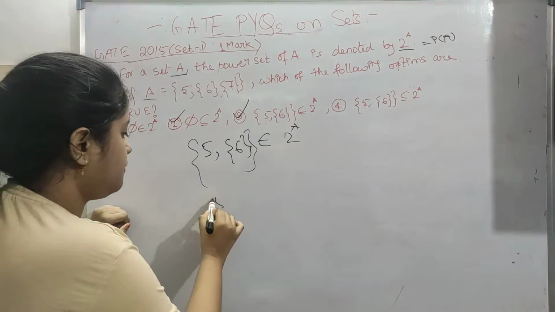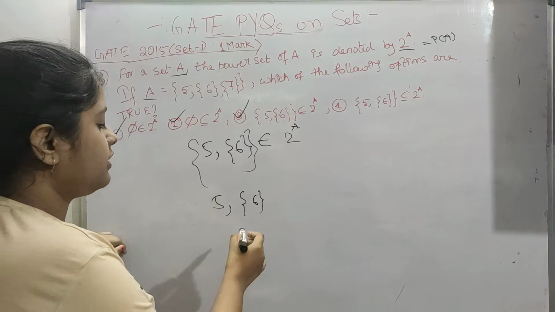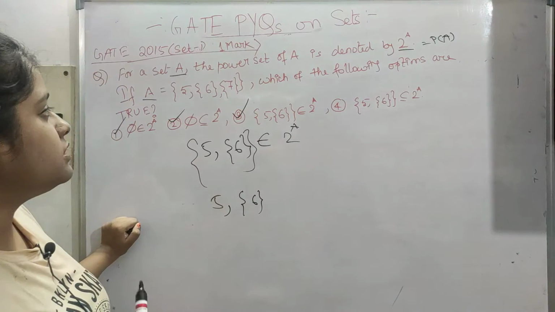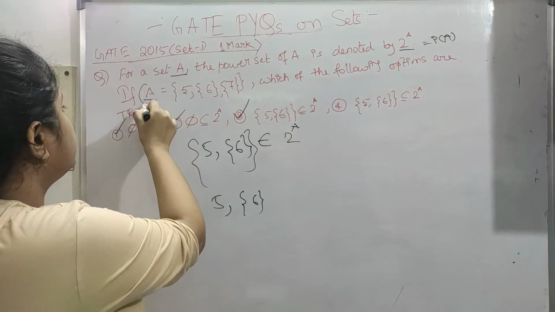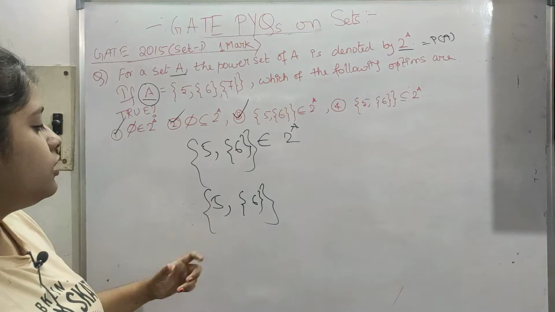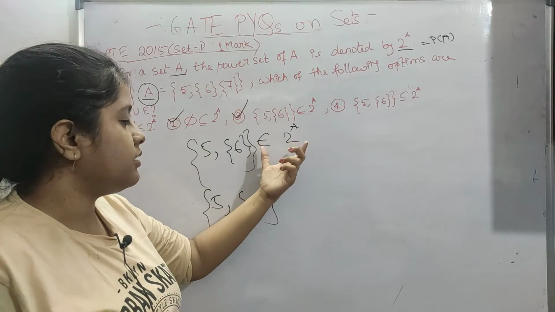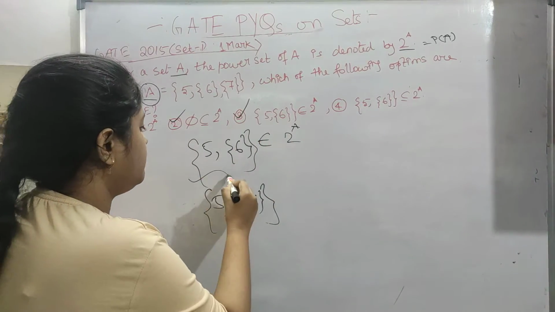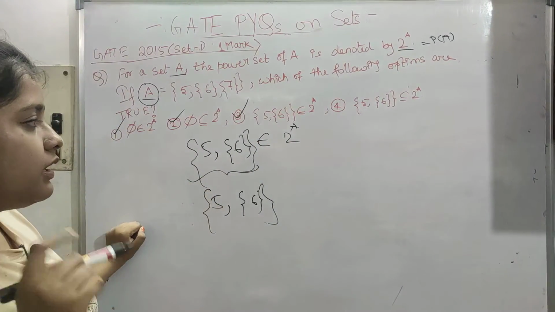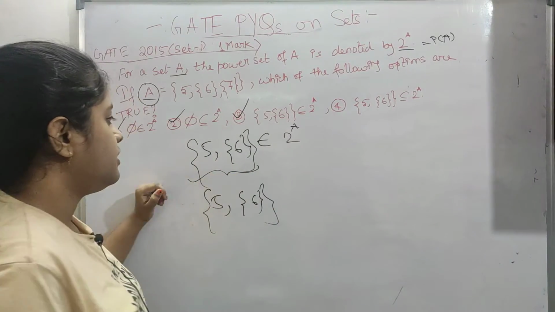So 5 and 6 were elements, and these two elements can be a subset of this set A. So these two can be a subset of A, so this can belong to the power set. Okay, so this can belong to the power set. But another thing, this is an element.